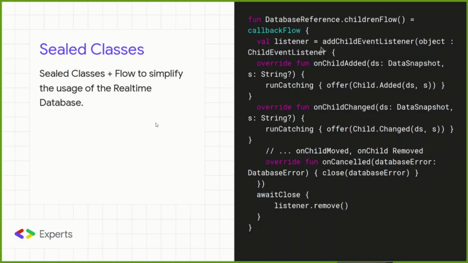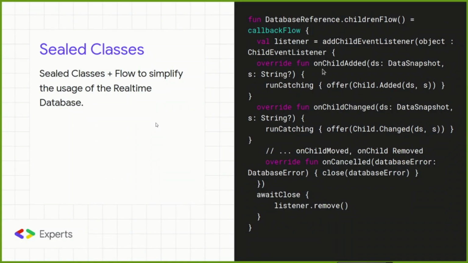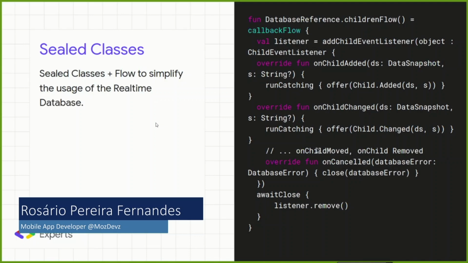So that means that we would add the listener. This is an extension function called children flow. I'm not so good with names. Maybe we could come up with a different name for this. But then every time we have a new event, let's say a child added, we would offer a child, our sealed class, dot added, the subclass, and then we would pass it those parameters from the onChildAdded function. Same would go for the other ones. I've omitted two methods to fit everything on the slide. And in case there's an error, we could close the flow with that error.